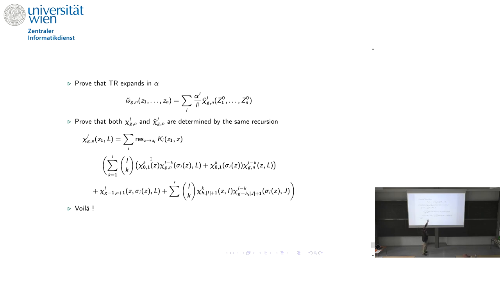So the chi's satisfy a sort of topological recursion with different coefficients because they have more parameters. And voila.